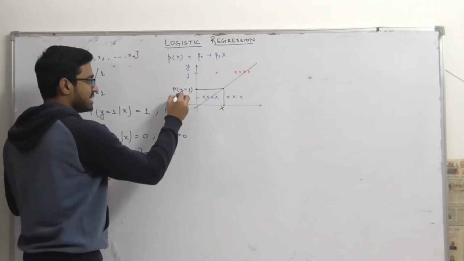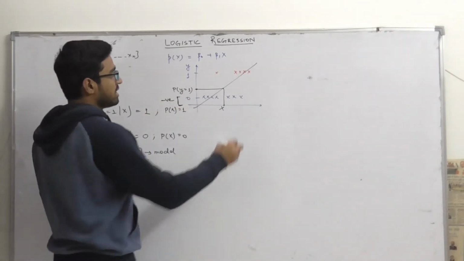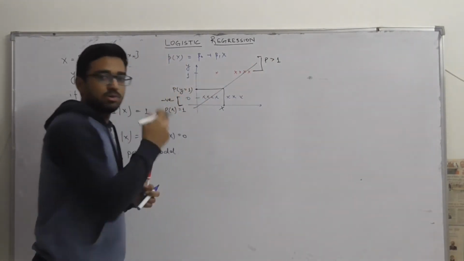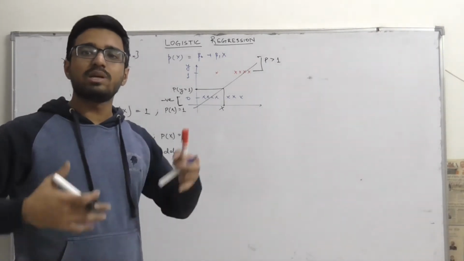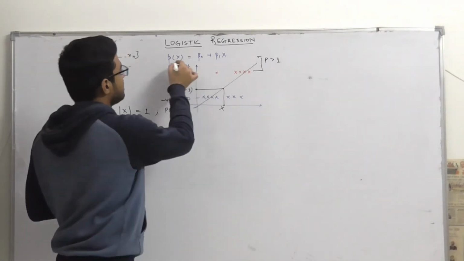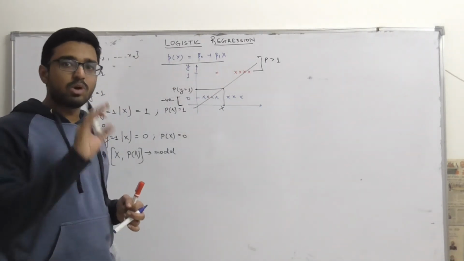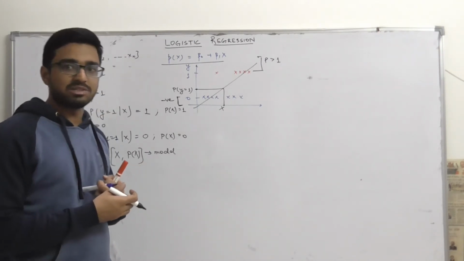But what happens in these cases where the probability is negative, or in these cases where the probability is greater than 1? These predictions are meaningless, these predictions are senseless, because probability cannot be less than 0 or greater than 1. Hence there is a need for this equation to be transformed into another. So what we do is implement the logit function, the logistic function or the sigmoid function.